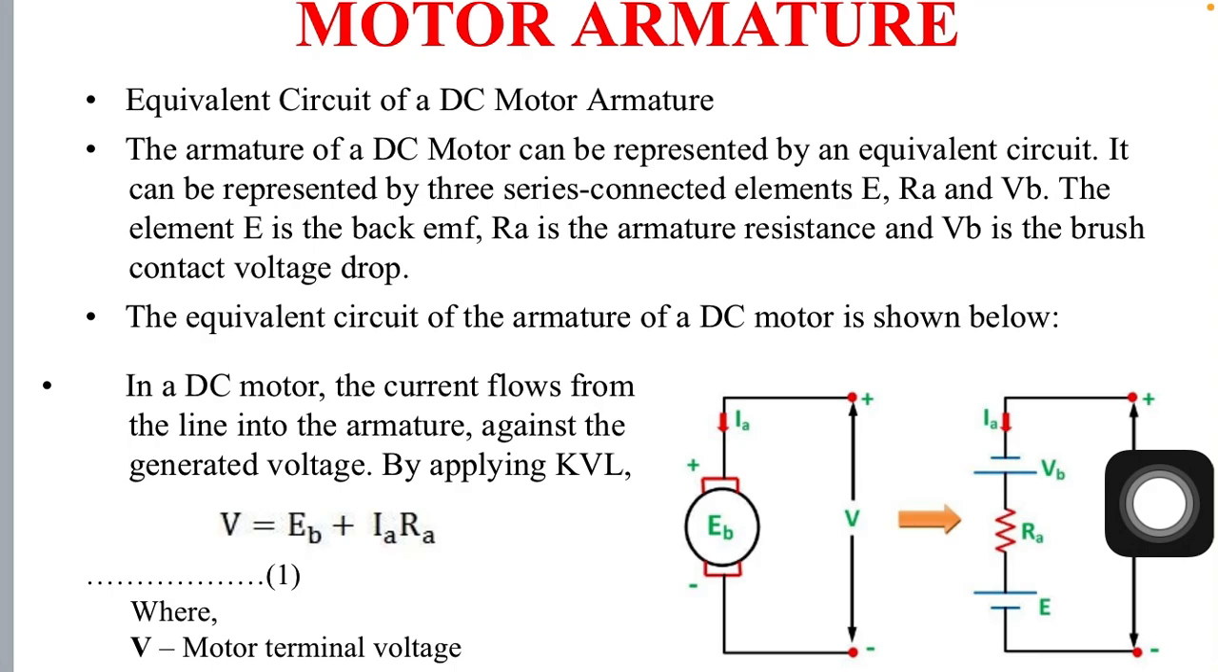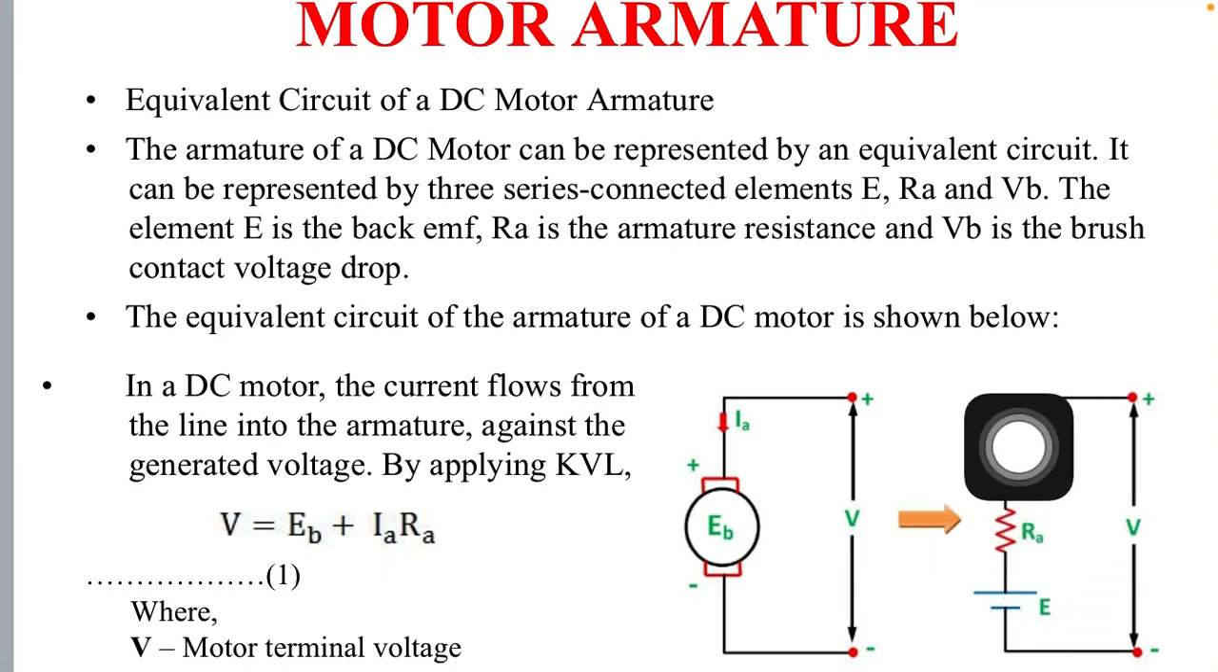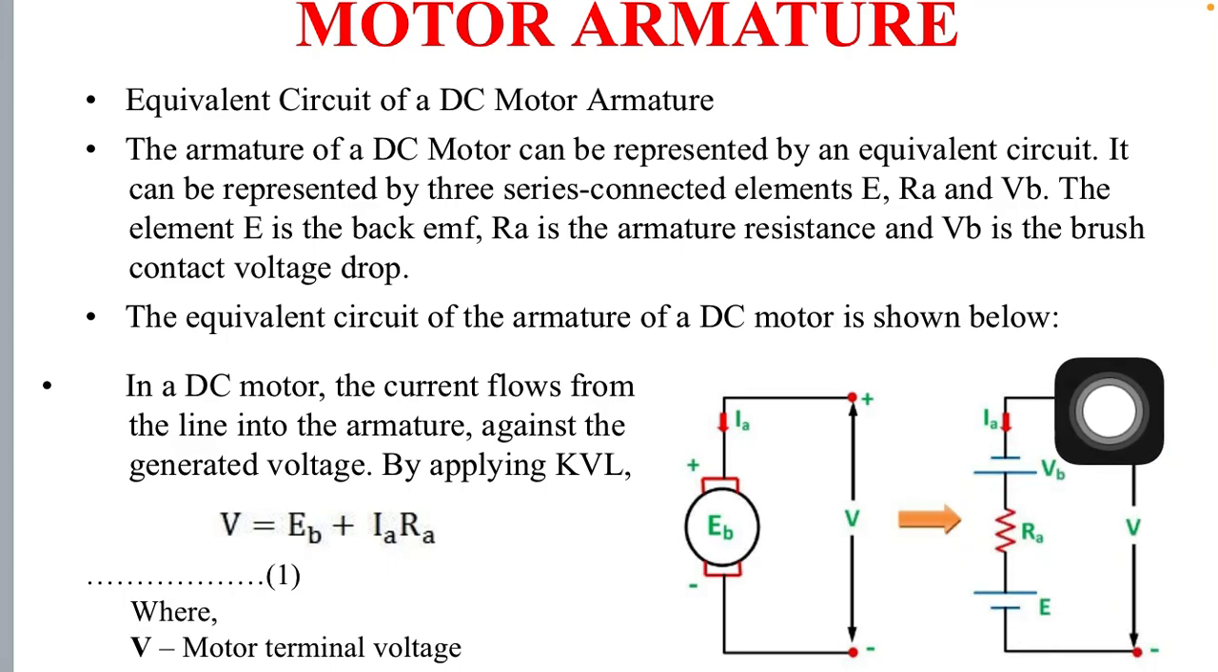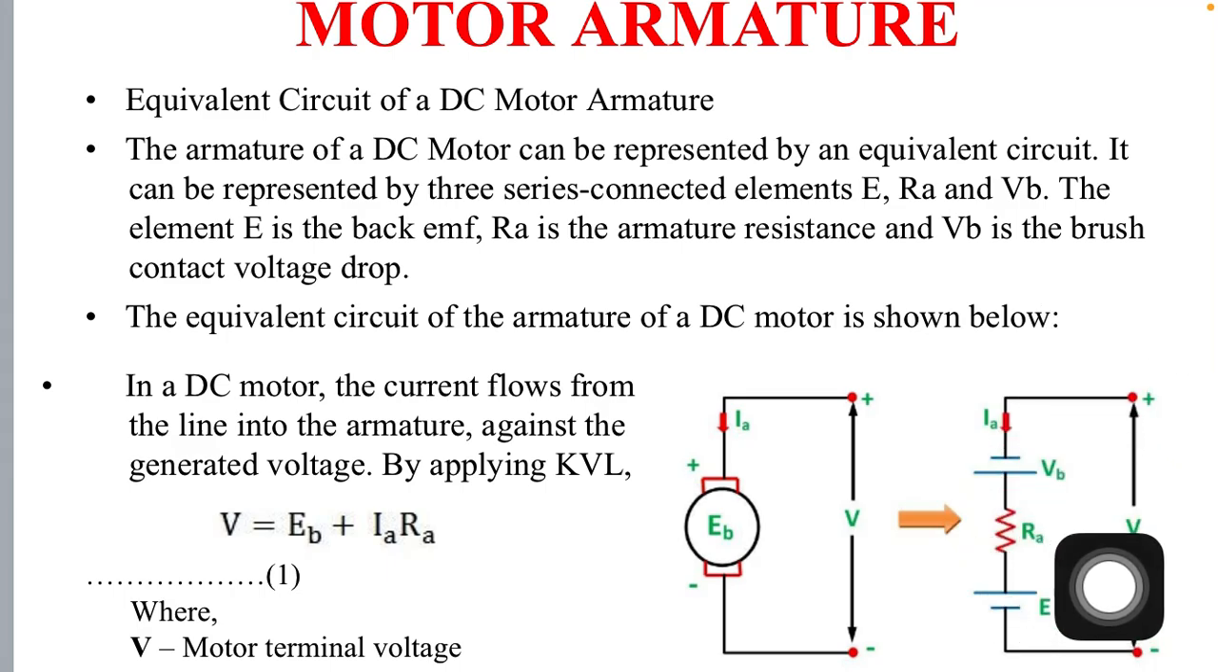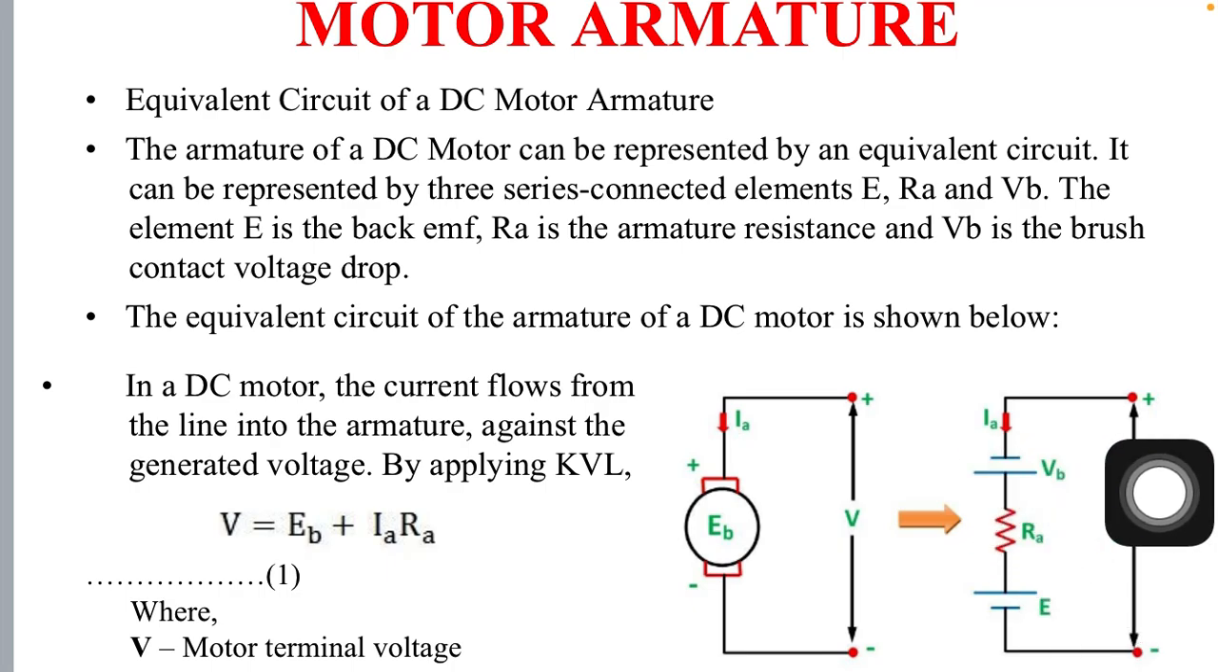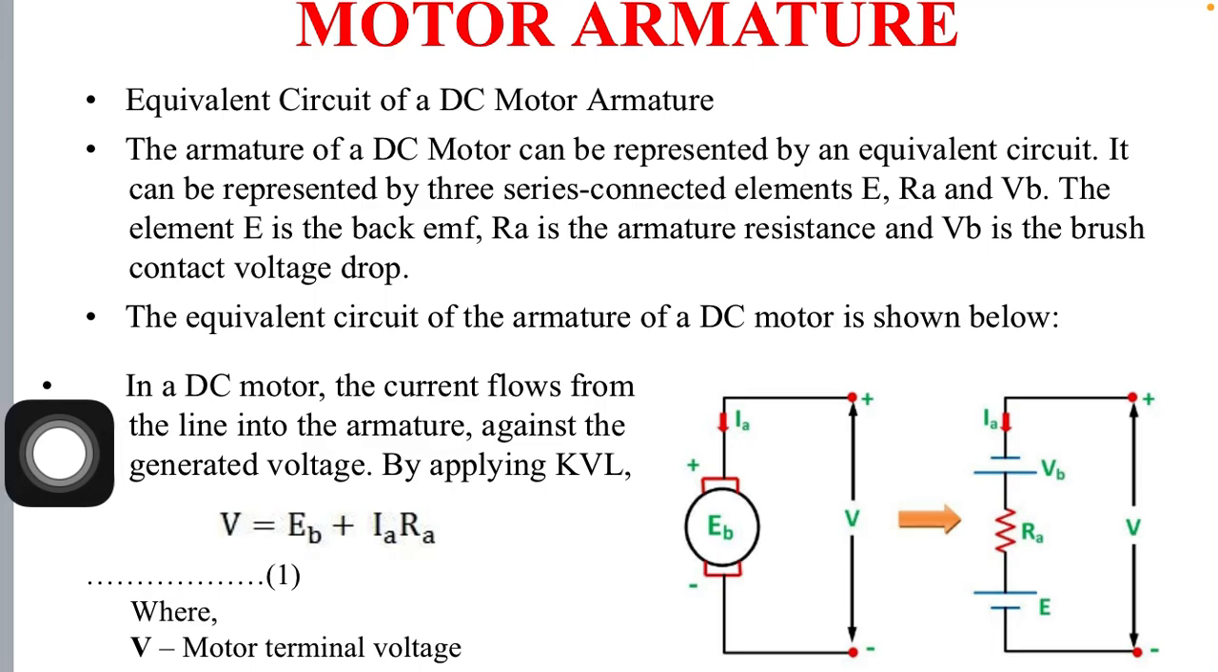Okay, now we go further. For the equivalent circuit of the DC motor, the voltage equation is V is equal to EB plus IA RA. The current flow can be found by simple KVL. If we use KVL over here, then V is equal to minus VB plus IA RA minus E, something like that. So we get this equation.